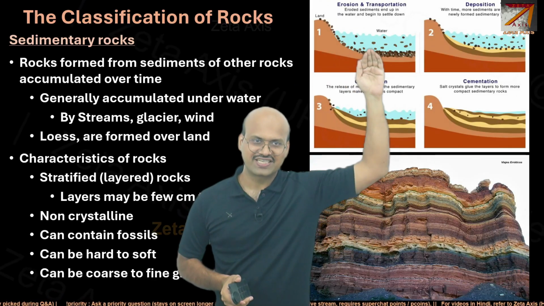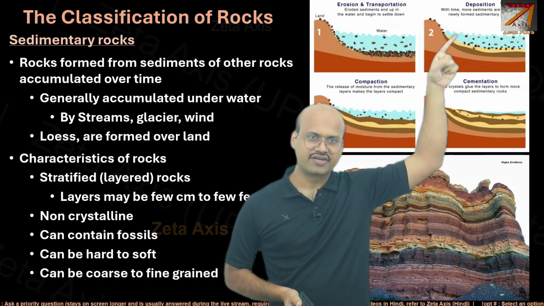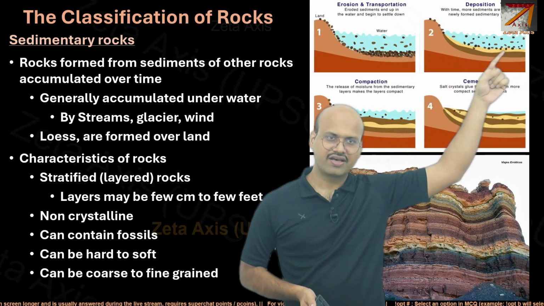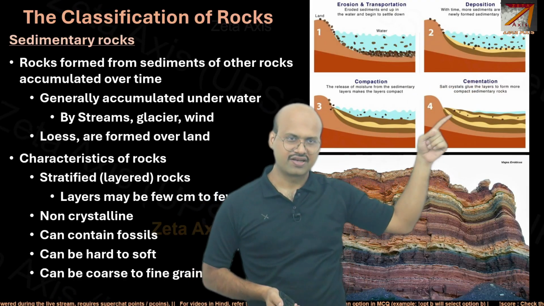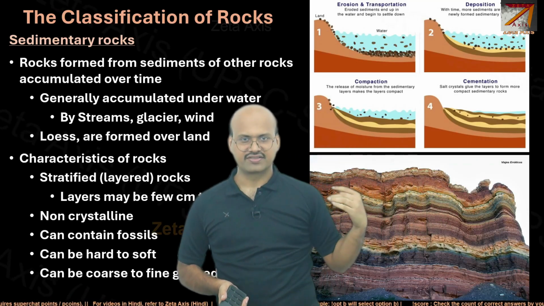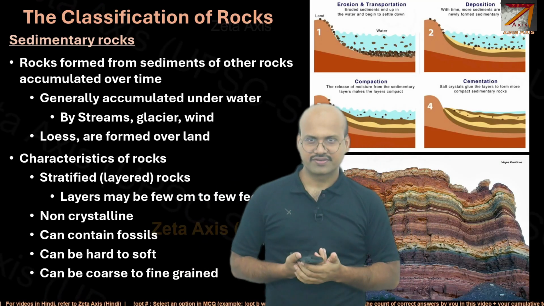So this is the first stage. Then we can see that one layer has been formed. Further deposition of these rock fragments upon that layer will create another layer, and over time we will see that there will be different layers, and because of the pressure and heat of the above layers, these fragments of rock will cement together.